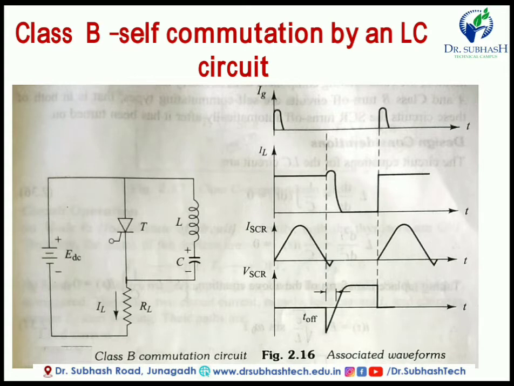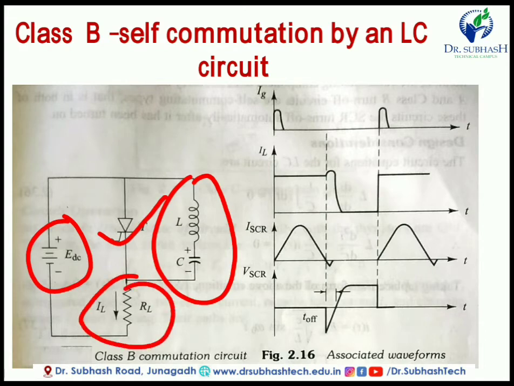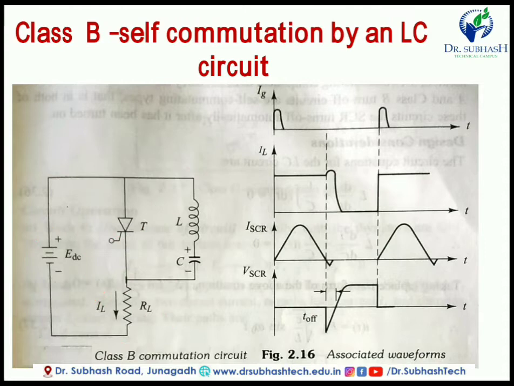Then class B commutation, or self commutation by LC circuit. Here you connect the LC circuit in parallel with the SCR. This one is the SCR, and here we also connect the DC supply to the SCR, and RL is nothing but the load. Whenever we connect the LC circuit in parallel with the SCR, it becomes self commutation by LC circuit. The name indicates it: you have to connect L and C, meaning inductor and capacitor, in parallel to the thyristor. The related waveform is given here.